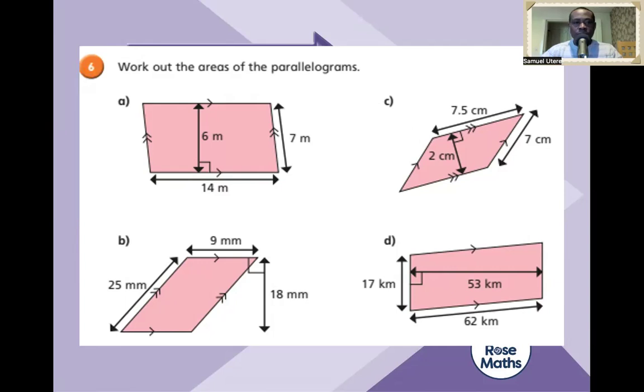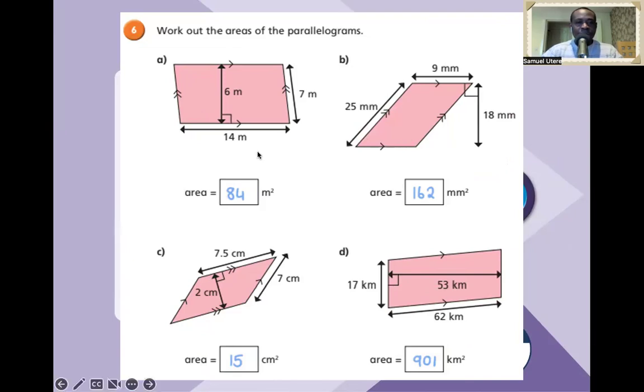Assuming you've paused the video, here are the answers. Let's discuss them. So assuming you've paused the video and you've answered the questions, here are the answers. Okay, so here is going to be 14 times 6. 6 is the perpendicular height. Here, although the parallelogram is flipped upside down, we can see that that is the perpendicular height.